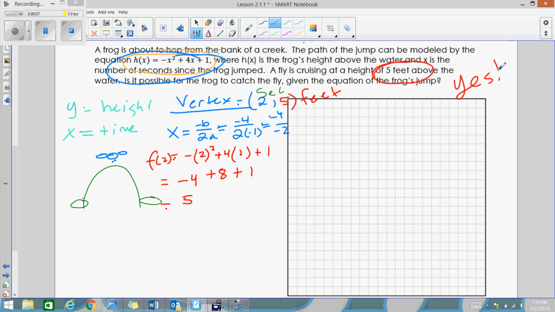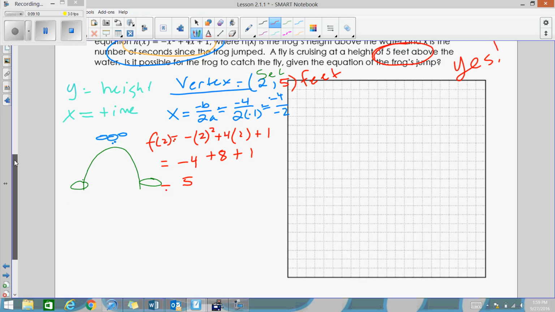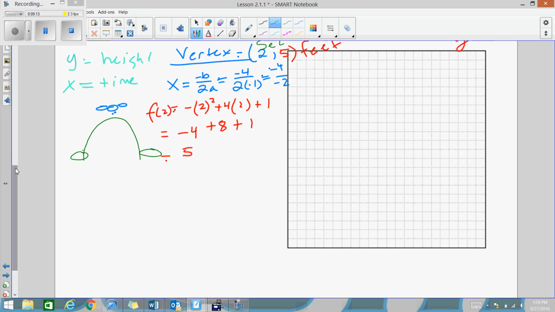So we've actually figured it out. Now we just have to model this. We've got to graph this thing. So what we're going to do is graph our information right here. Now I am going to label. My y value is height, and my x value is time.